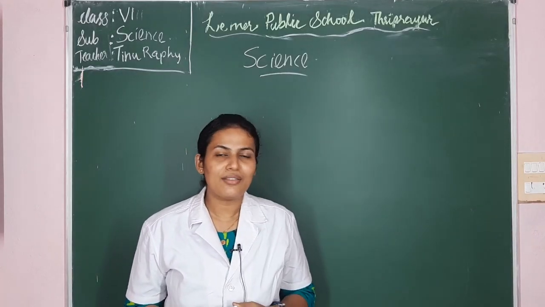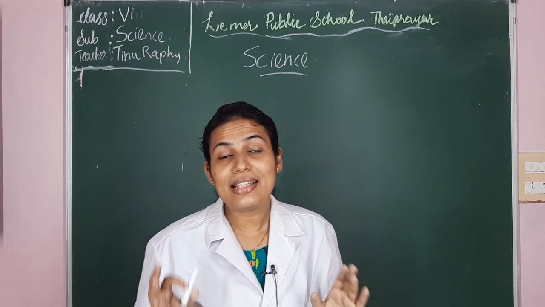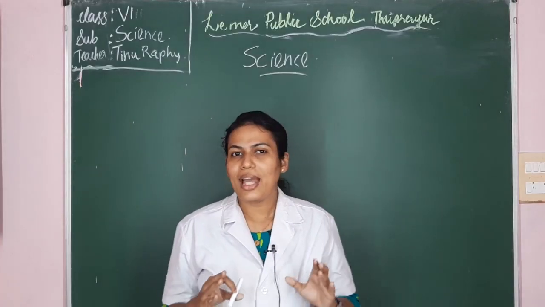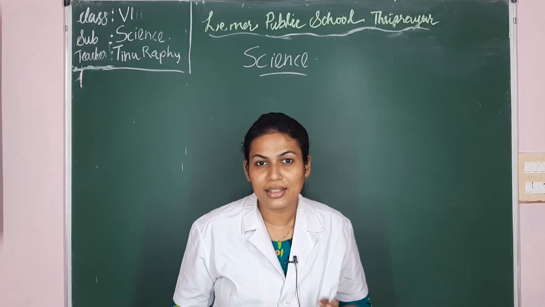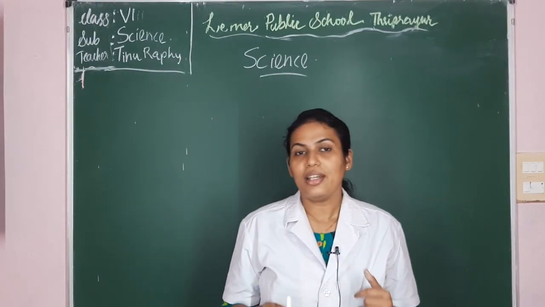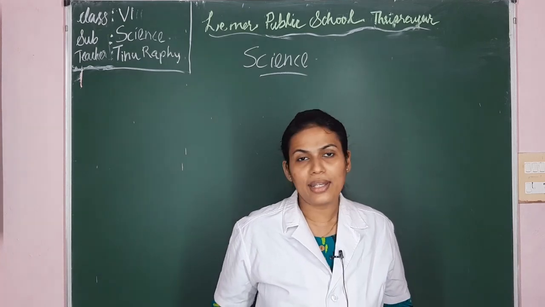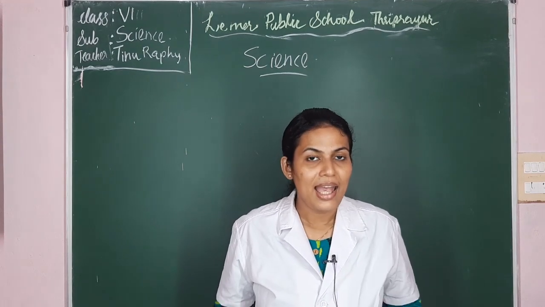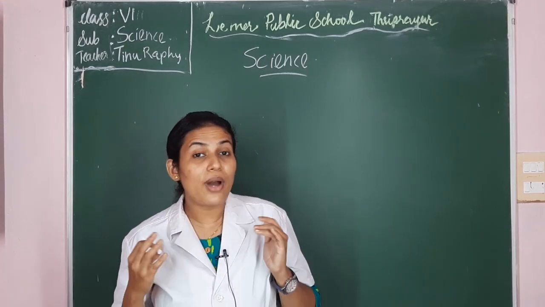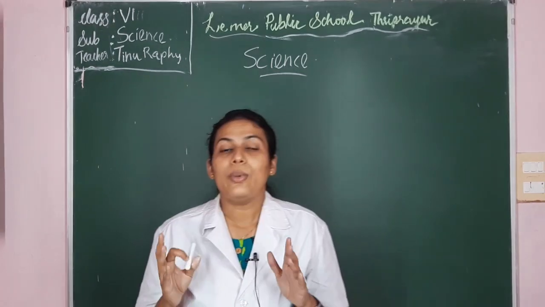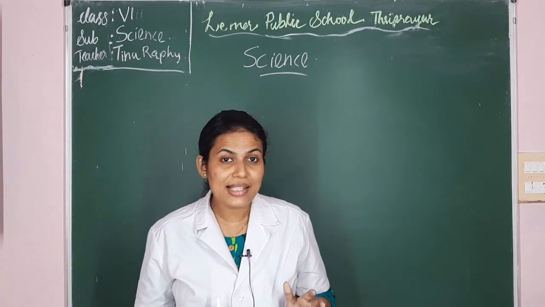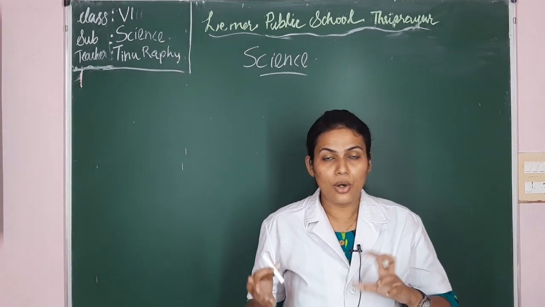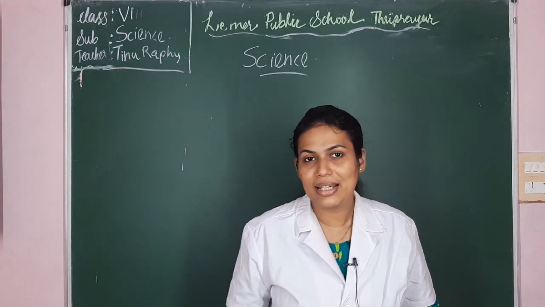So last class, we started our new chapter, that is the 9th chapter. And in this chapter, we are learning about living organisms or the biotic factors, and living organism characteristics. In the last class, we learned one characteristic: all living organisms are made up of a basic unit called a cell, and the cell is the structural and functional unit of a living organism. We learned that an organism with a single cell is called a unicellular organism, whereas an organism with more than one cell is called a multicellular organism.